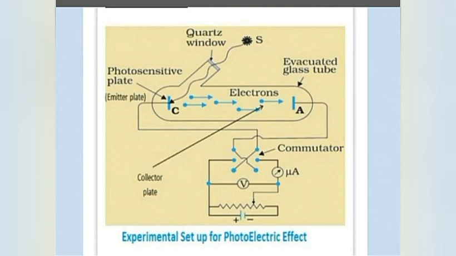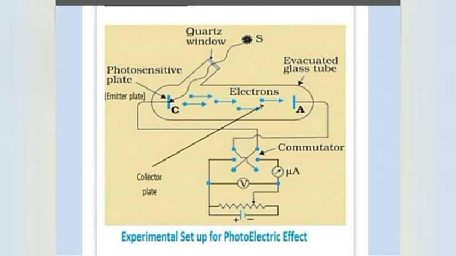Then the electrons are emitted by the cathode and are attracted towards the anode. Here the free electrons are negatively charged and the anode is at positive potential, so those free electrons are attracted towards the anode. This causes photocurrent in the circuit, which is measured by the microammeter. Next, the potential difference between cathode and anode is measured by the voltmeter V. Here potential difference means voltage.